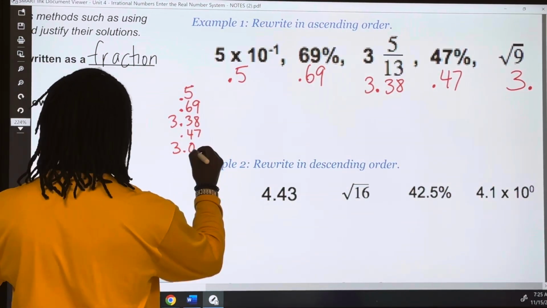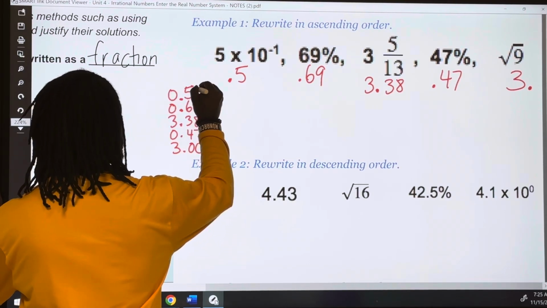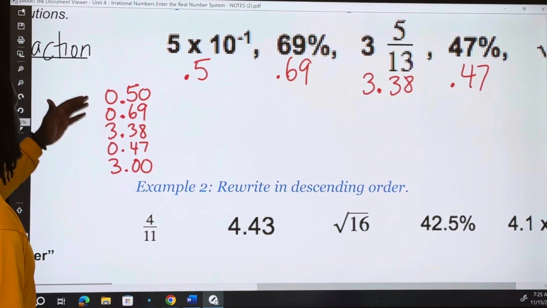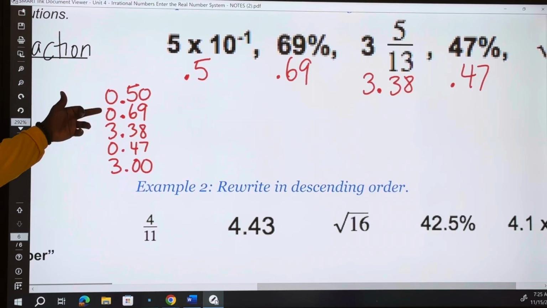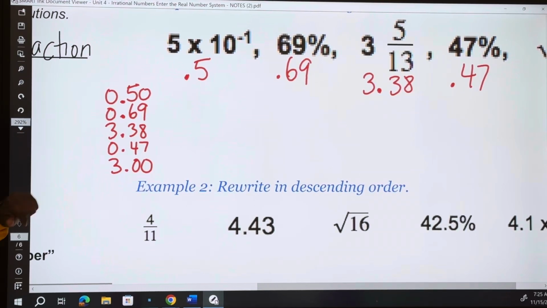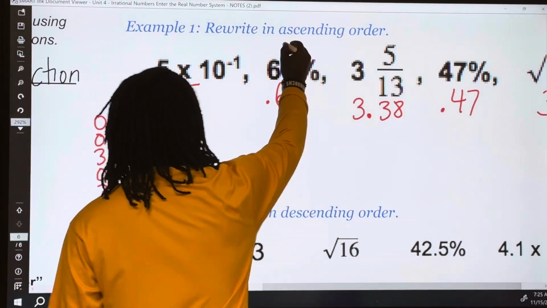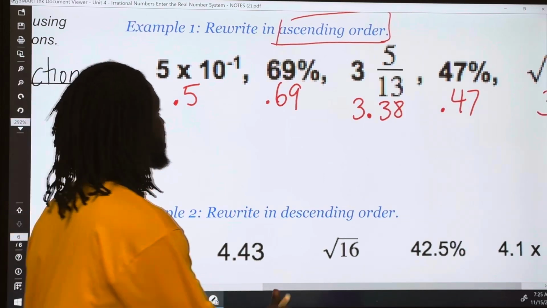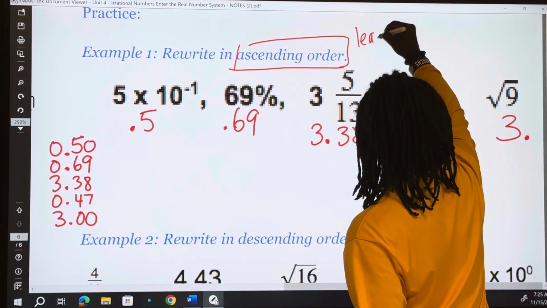Okay, so then I can put in zeros so that they all have the same number of places, and it just makes it a little easier to compare these, right? You can think about this in terms of money, right? 50 cents, 69 cents, $3.38, 47 cents, and then $3, okay? And I am writing this in ascending order, and ascending order means what? Least to greatest.